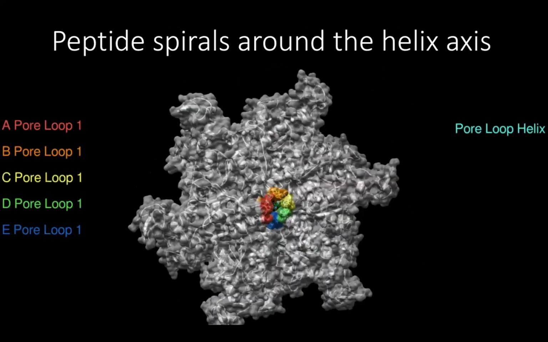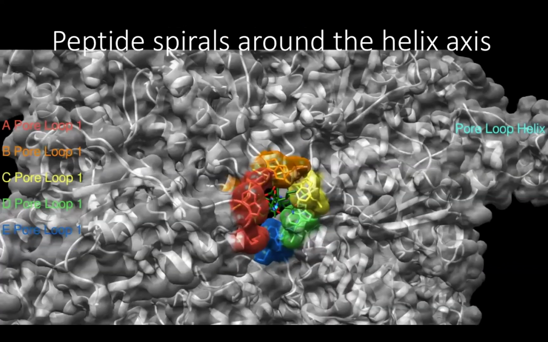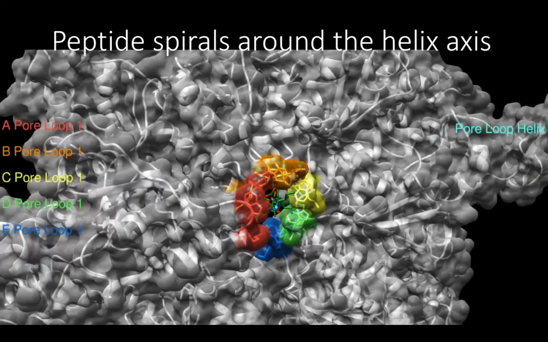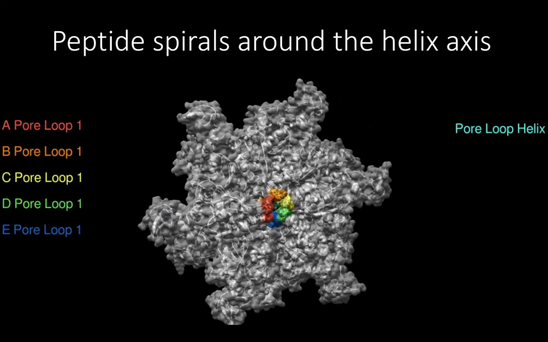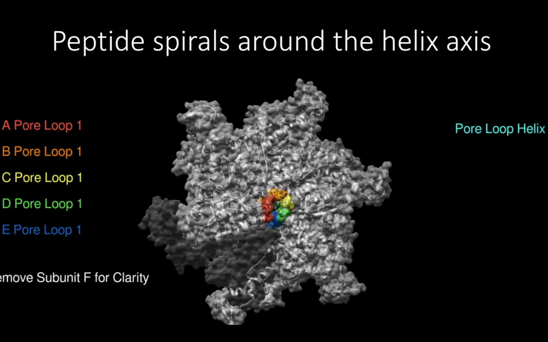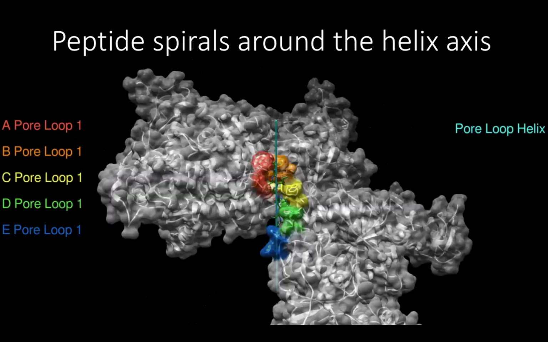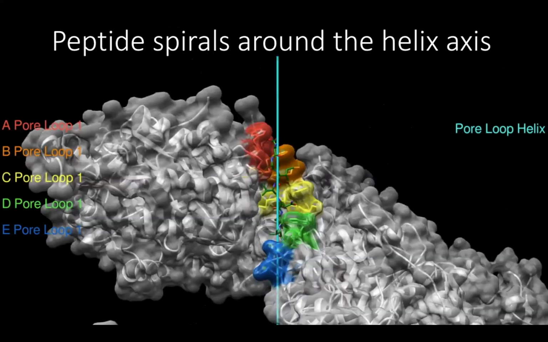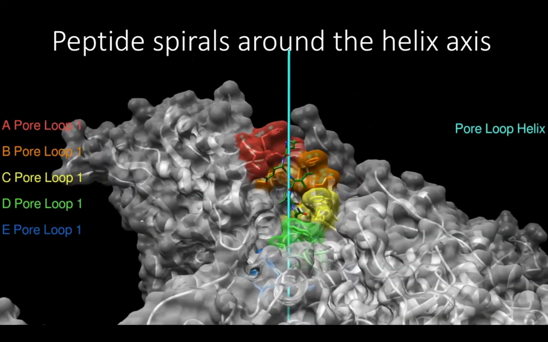VPS4 here is in white, and in colors we have the Pore loop 1 residues from each of the 5 subunits that make the major contribution to binding of the substrate. And we can clarify it by removing the transitioning subunit and then swing to the side. And in cyan, we have a rod going along the helix axis, and the peptide is in green.